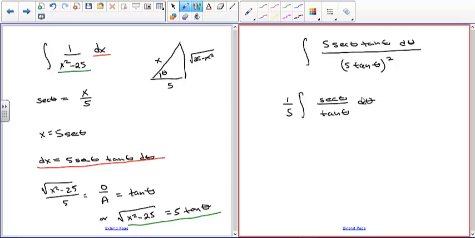So that kind of looks familiar. Probably rewrite it in terms of the sine and cosine. So let's do that and see what we get. So remember, secant is 1 over cosine.